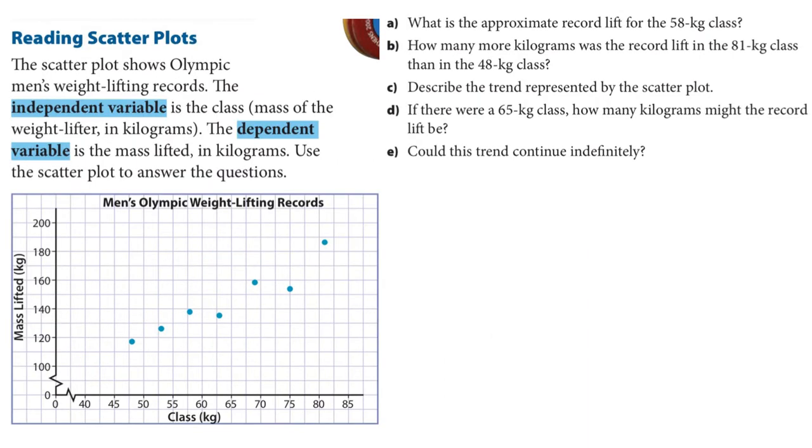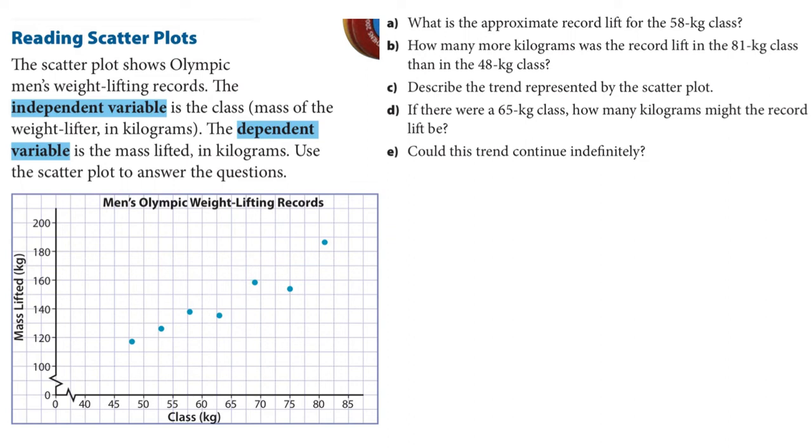Let's look at an example of how to read a scatter plot. This scatter plot shows Olympic men's weightlifting records. The independent variable, which is the x-axis variable, is the class, which is basically how much the weightlifter weighs, because weightlifters are divided into classes based on their weight. It is in kilograms. And the dependent variable, the one on the y-axis, is how much they were able to lift in kilograms.